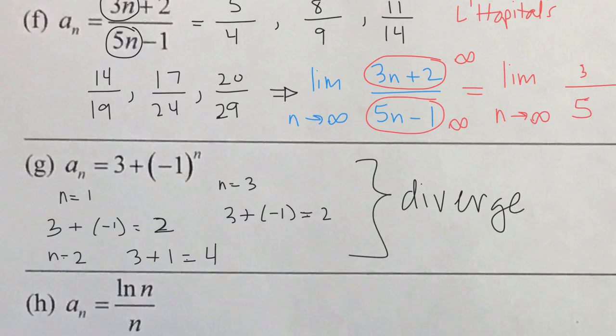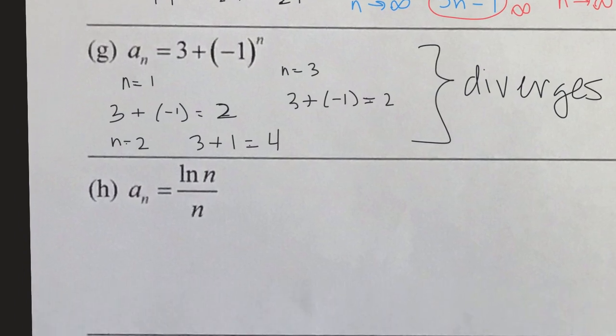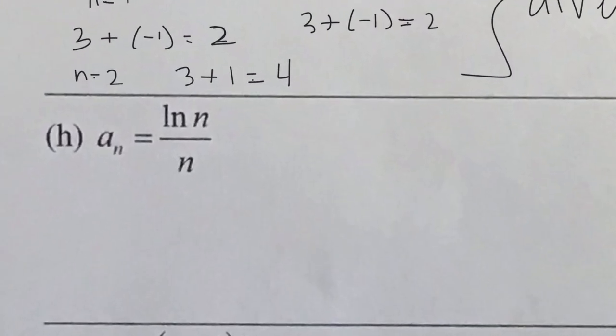No. It either goes to 2 or it goes to 4. So 2 to 4 to 2 to 4 to 2 to 4, forever and ever and ever and ever, it never approaches a single digit. Okay, without a calculator, these are kind of hard to understand.